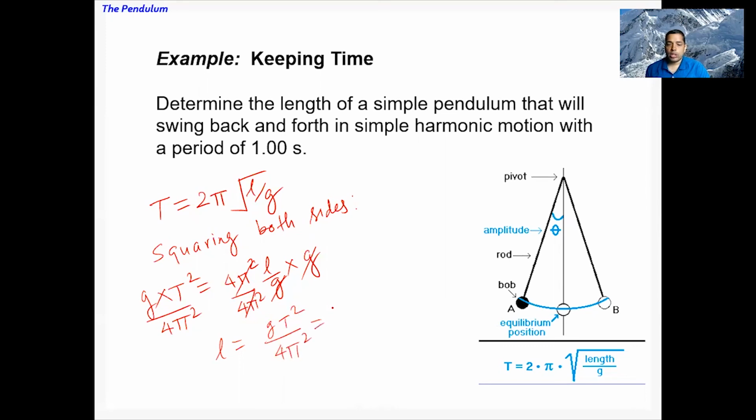If you plug in the values now: 9.8 times T squared, which is 1 squared, divided by 4 pi squared, that is 4 times 3.14 squared. If you do the calculation, you get the value equal to 0.248 meter.